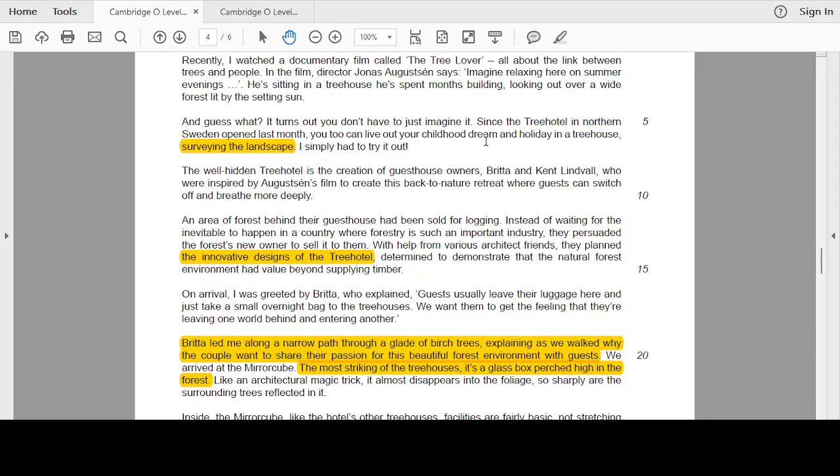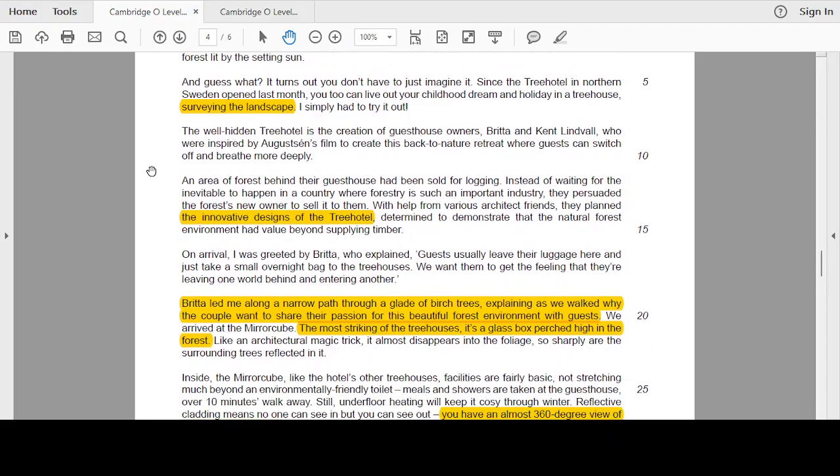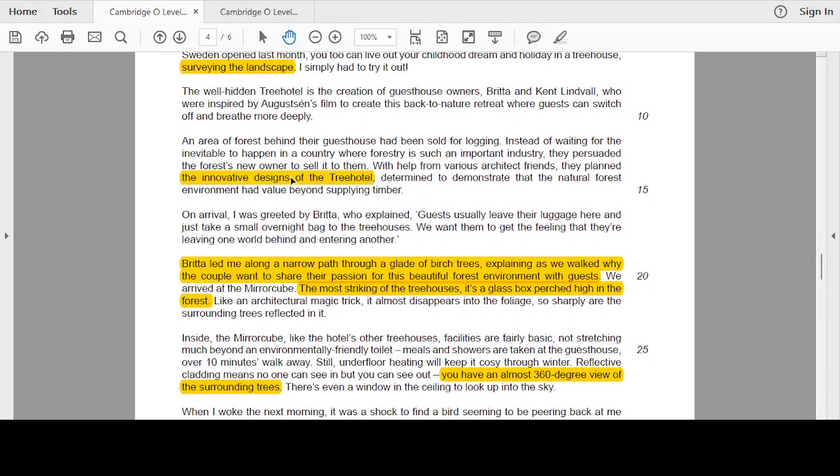Next is, it is surveying the landscape. So again, Sweden is beautiful. If it is surveying the landscape, it is most likely beautiful as well. So that would appeal to me. If I'm staying in a hotel and I've got a beautiful scene to look out the window when I'm in my room, I would like that. Innovative designs of the tree hotel. As a guest, would I like the innovations? Probably. So that is a good point to include as well.